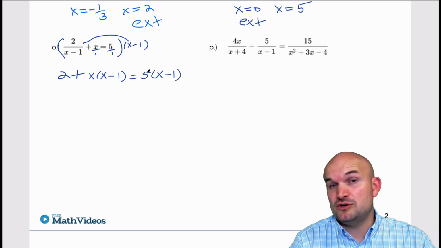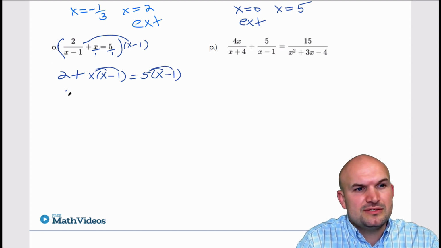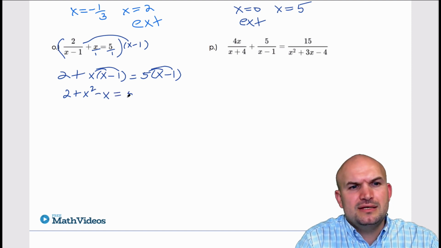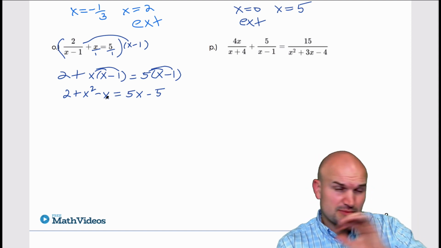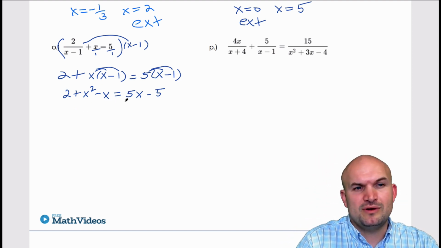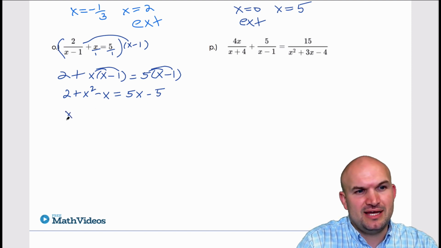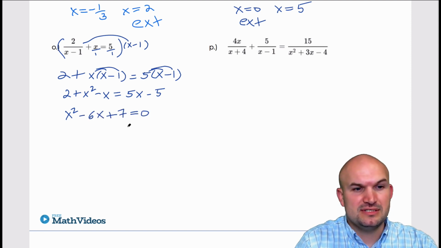Okay, so let's go ahead and simplify by applying the distributive property to get rid of the parentheses. So I have 2 plus x squared minus x is equal to 5x minus 5. Now it's a quadratic, so I'm going to want to get everything to the same side, set it equal to 0. So I'm going to have to subtract 5x from both sides and add 5 to both sides. So when doing that, I get x squared minus 6x plus 7 is equal to 0.